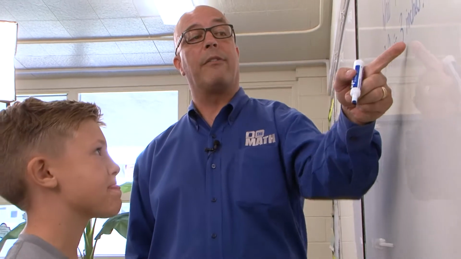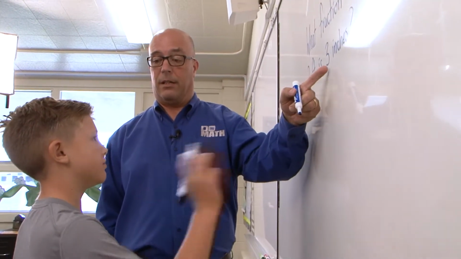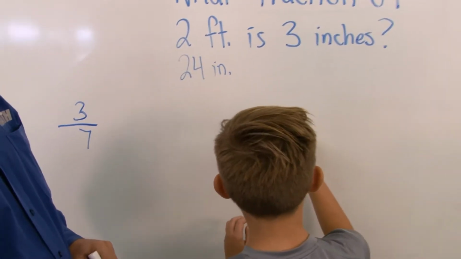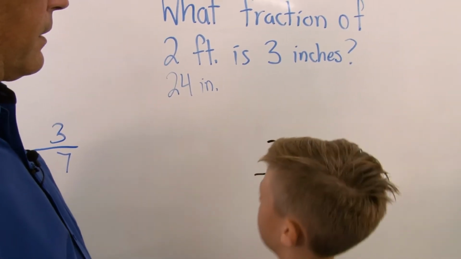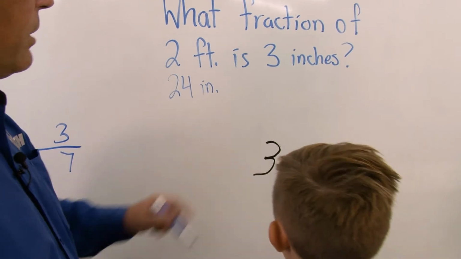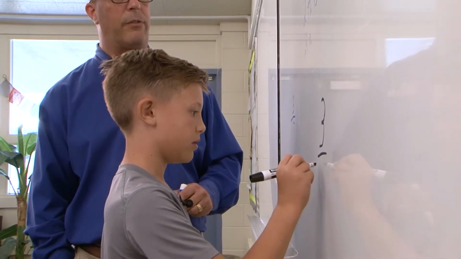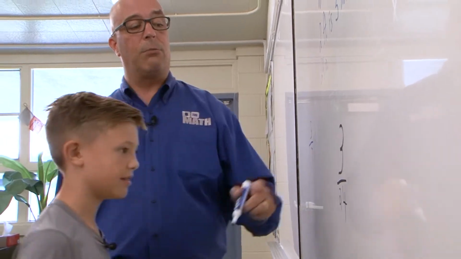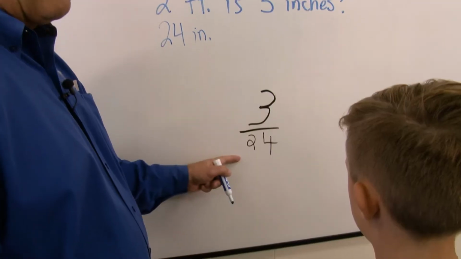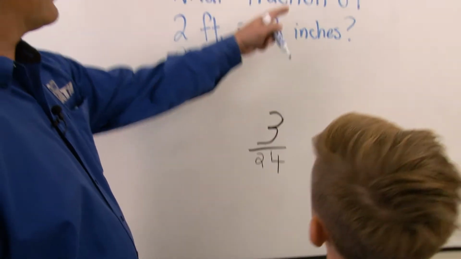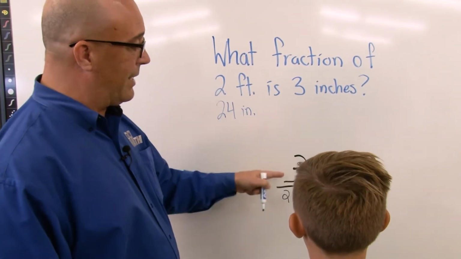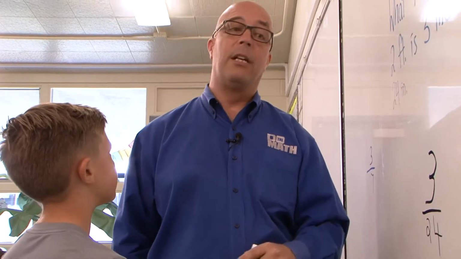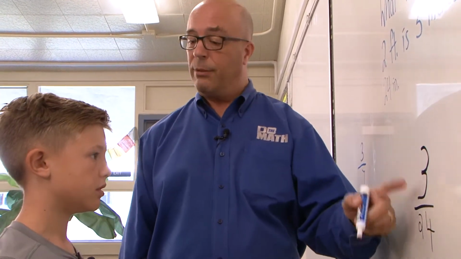Let's go ahead and do this. How many inches do we want to find out? 3. Go ahead and put a 3. Out of how many? Out of 24. Okay, so go ahead and put your fraction bar and 24. So we want to find out what 3 out of 24 is. What fraction of 24 inches is 3 inches? So we want 3 out of 24. Is there a way that we can simplify that?